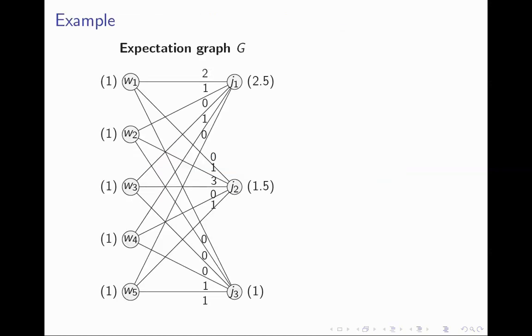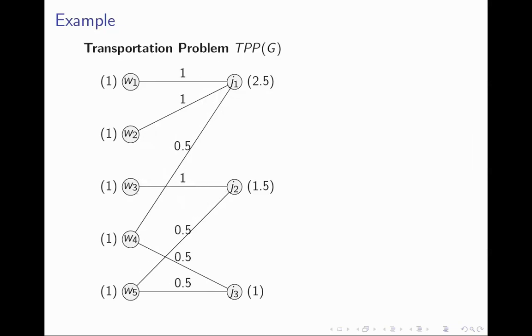Rather than describe the algorithm directly, I'm going to give an example of our algorithm in action. Our algorithm starts off by solving an offline problem on the expectation graph. That offline problem is a transportation problem, which is essentially a maximum matching but with weights. In this case, the solution to our transportation problem is as follows. Now we're going to use that transportation problem to guide our online decision making.